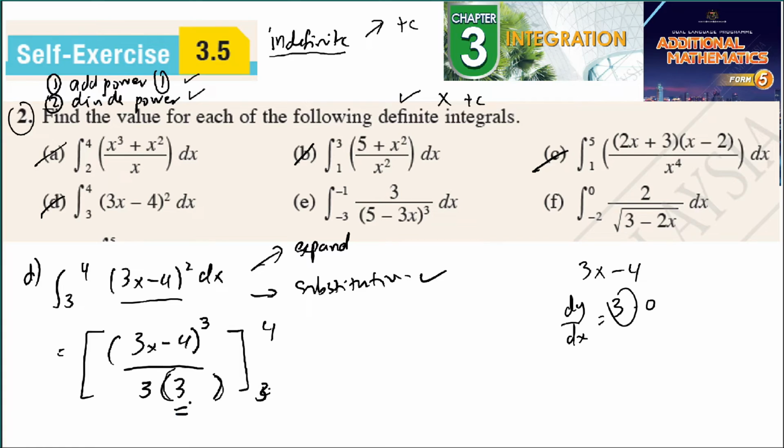You can see example for indefinite integral. I calculated a lot of questions with this one. Okay, you can see. So here you can see self-exercise 3.2 number 2, right? Okay, so here you will get 3x minus 4 power of 3 divided by 9, and this one is 3, 4.